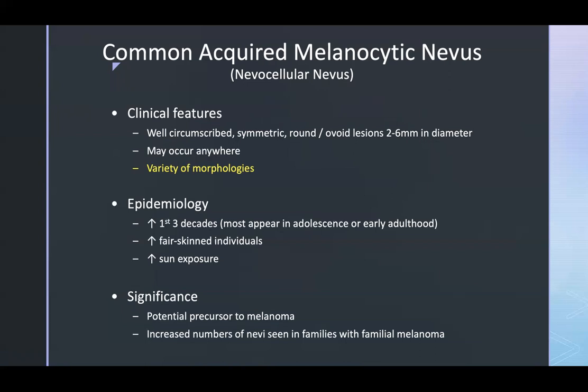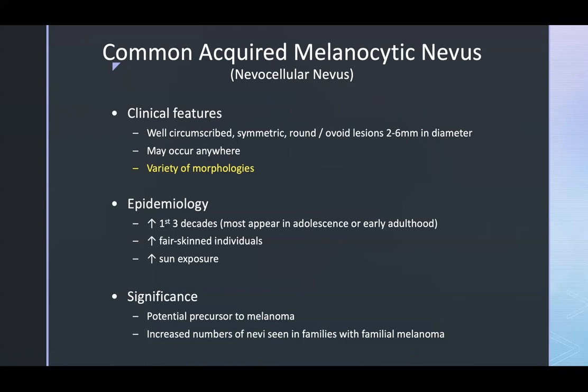The epidemiology: typically these occur in the first 3 decades. Most appear in adolescence or early adulthood. They occur mostly in fair-skinned individuals and with increased sun exposure. The significance of these: they're a potential precursor to melanoma, and increased numbers of nevi are seen in families with familial melanoma.